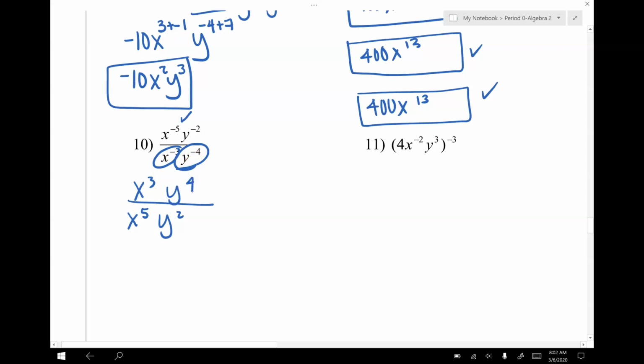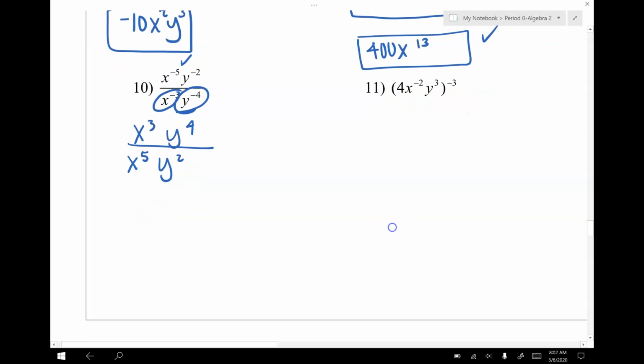Okay, now let's simplify. X to the 3rd divided by x to the 5th. I know you are subtracting, but where do we put the x squared? On the bottom, because you agree that there are 2 more x's on the bottom. Okay, so that's x squared. Y to the 4th divided by y squared, we end up with y squared. But where do we put it? On the top. Can I do anything else from here? No, because x and y, they are different bases. We cannot subtract those powers.